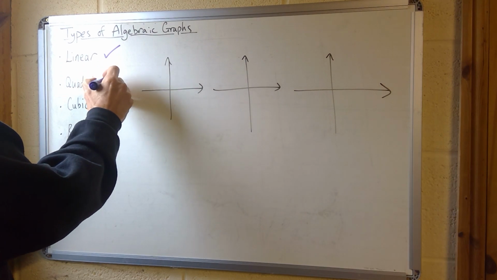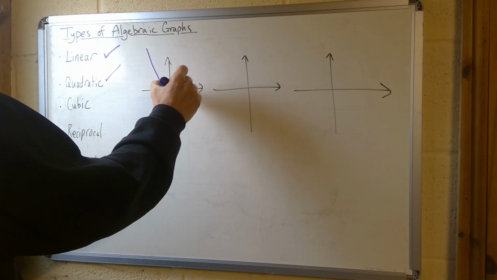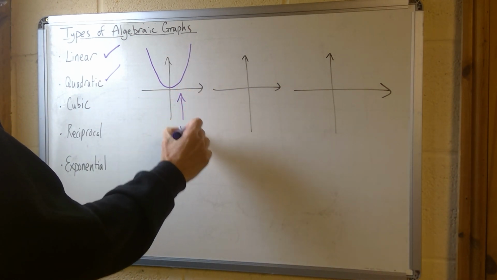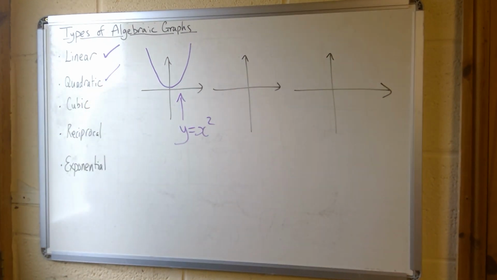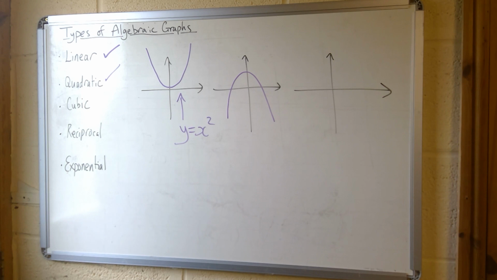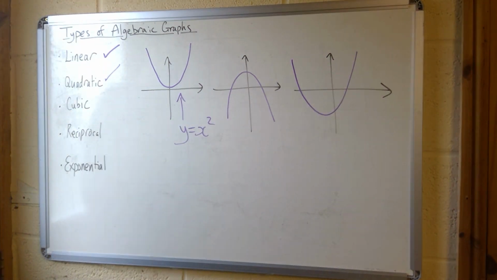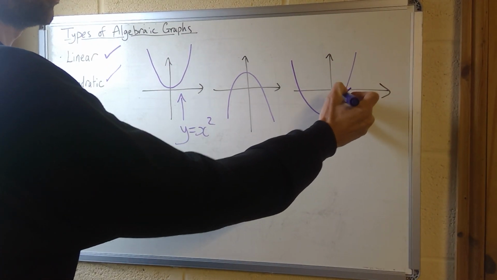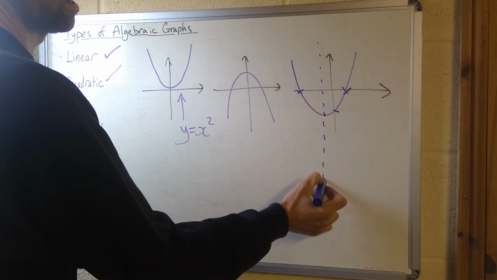Second type we're going to look at are quadratic graphs, and they are a U-shaped graph. All quadratic graphs are based on the graph y equals x squared. Quadratic means that the x squared is the highest power. We can have an n-shaped graph, which would be a negative quadratic, and basically this U-shape can move anywhere along the axes. Key points here would be the y-intercept, the two roots, and the vertex of the graph, which is a line of symmetry.